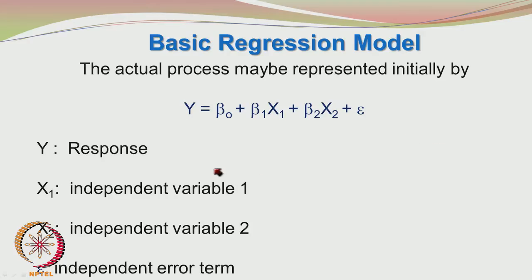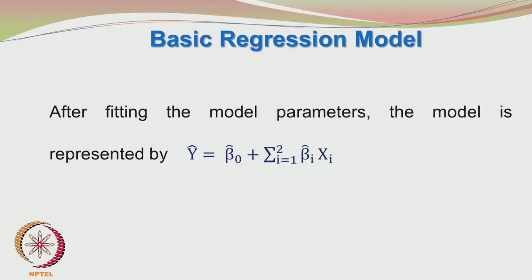So here y represents the response, x1 is the independent variable 1 or the factor 1, x2 is the independent variable 2, and epsilon is the independent error term, which is assumed to be normally distributed with mean 0 and constant variance sigma squared. We do not know sigma squared. So after we fit the model parameters, the model is represented by y hat is equal to beta hat naught plus the sum from i equals 1 to 2 of beta hat i xi. This is the prediction for any coordinate point in the experimental design space.